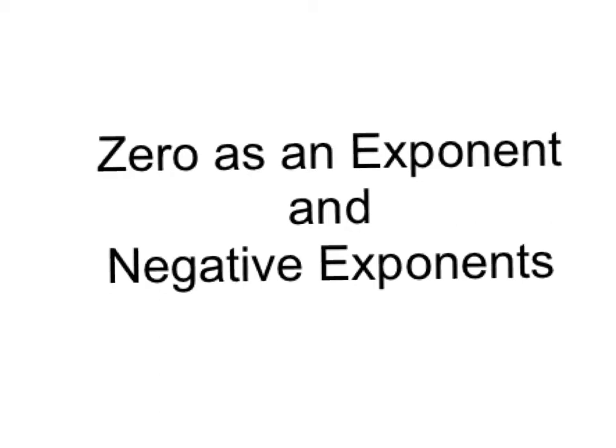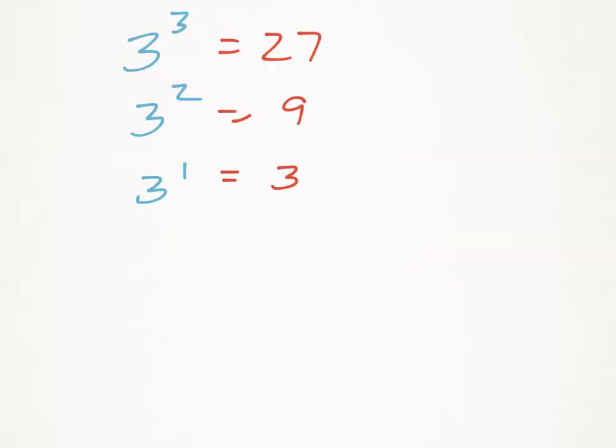This video is on zeros and negative exponents. Remember from our last video we talked about exponents. In this example we have a base 3 and an exponent 3. When we evaluate that, it would be 3 times 3 times 3, which equals 27. As we continue down, we have 3 to the second power equals 9, and 3 to the first power equals 3.